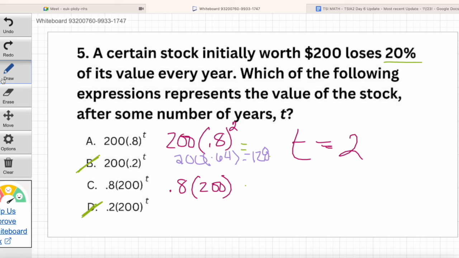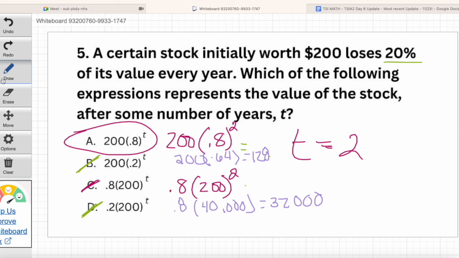Okay. Let's plug into answer choice C. Remember, we're plugging in that two for T. So now we're squaring the 200. And already that's looking pretty suspicious if you know what it means to square something, right? But let's calculate it. I want to show you why it doesn't work. That's 200 times 200. Whoa. That's a big number. Do you think that's the value of the stock after 2 years if it's losing 20% of its value? Hard pass. Probably not for that answer choice. So answer choice C is gone. We can confirm it's answer choice A, which it is. Does that make some sense? Yes. Okay, good. I love plugging in values. It works beautifully there.